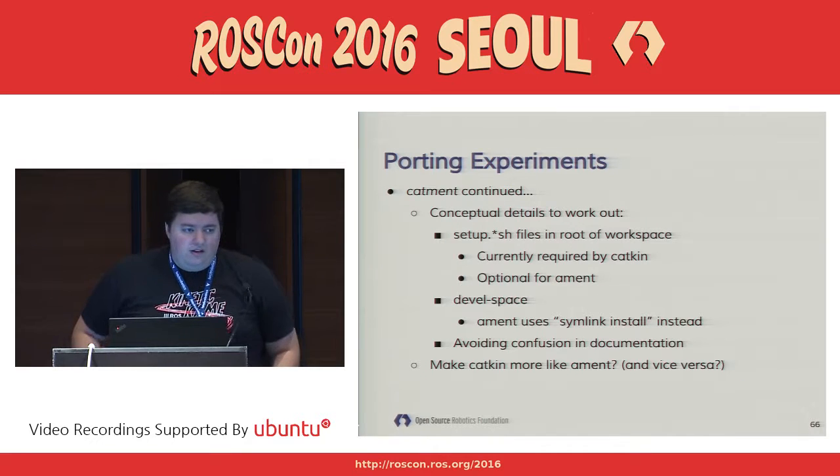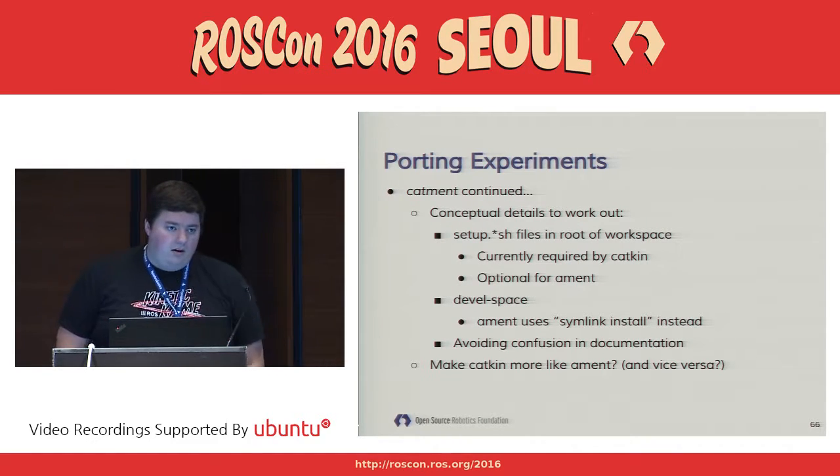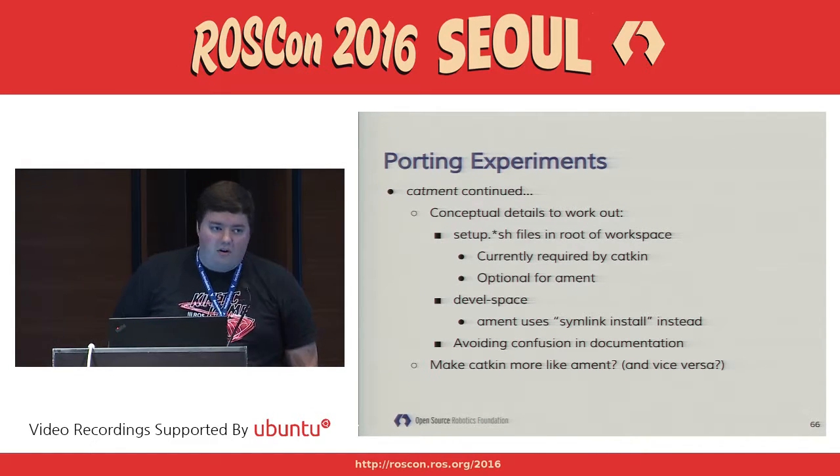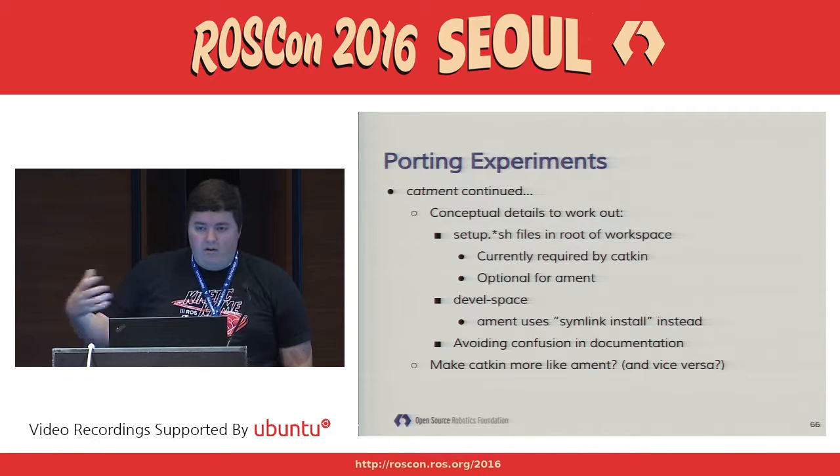There are some conceptual details we need to figure out, but I think we're trying to think about them early and often and figure out ways to deal with them. For example, some people will be familiar with the fact that catkin will always produce a setup file wherever you install your code to. That's really convenient as a developer, because you just source that and it sets your environment up with the right path and library path and all that stuff.